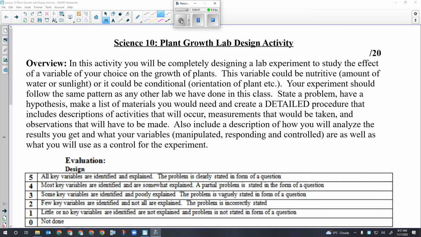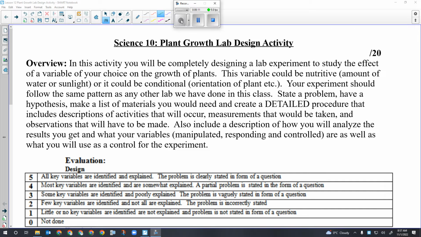The plant growth, yeah. But you have to decide how you're going to measure it. Okay, that needs to be in your description of your responding variable. You can't just say "Responding variable, plant growth, because I'll measure it." Okay, well, how are you going to measure it? Because honestly, it could differ depending on what plant you choose to do your experiment on.